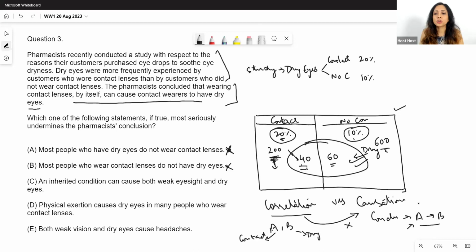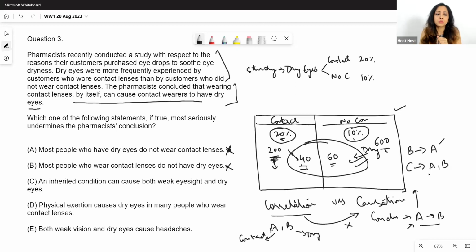To weaken it, there are normally two ways. We say either that B is causing A, that is, people who have dry eyes could develop some eye condition because of which they become nearsighted or farsighted. That is why they have to wear contact lenses. It doesn't make a whole lot of sense in this context, but this is a possible way to weaken it. And the other is that C causes both A and B. That there is a third condition which causes both of them, right?